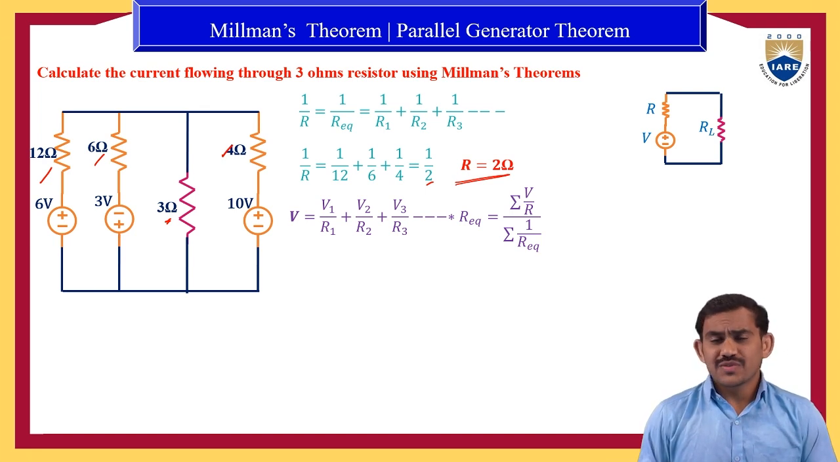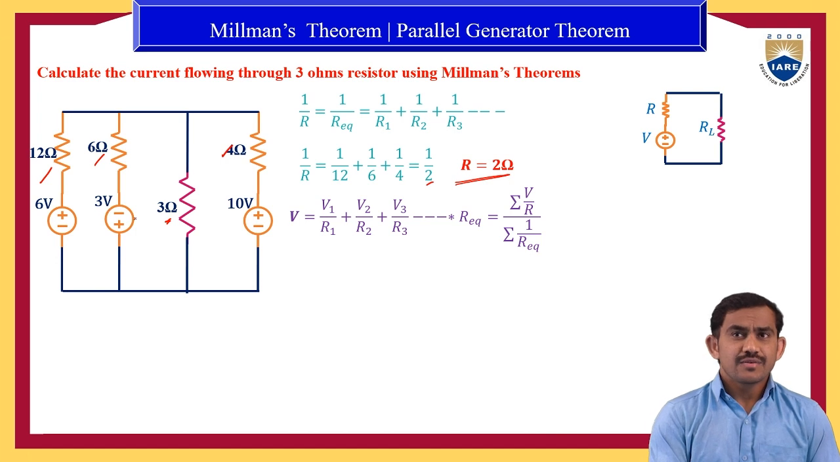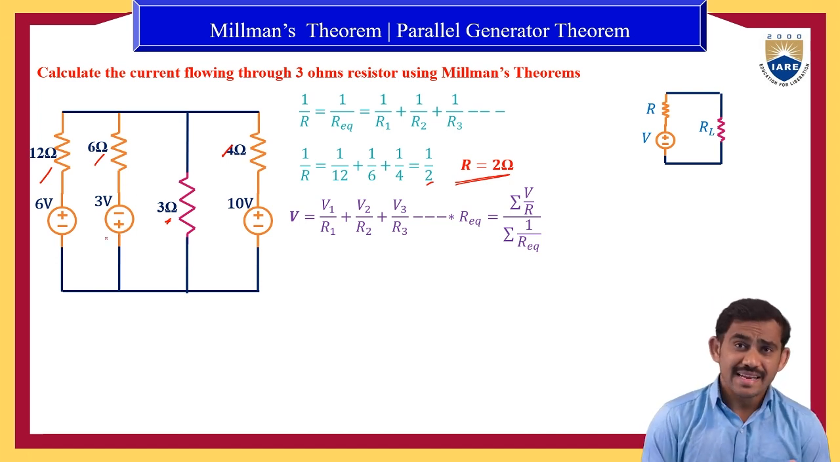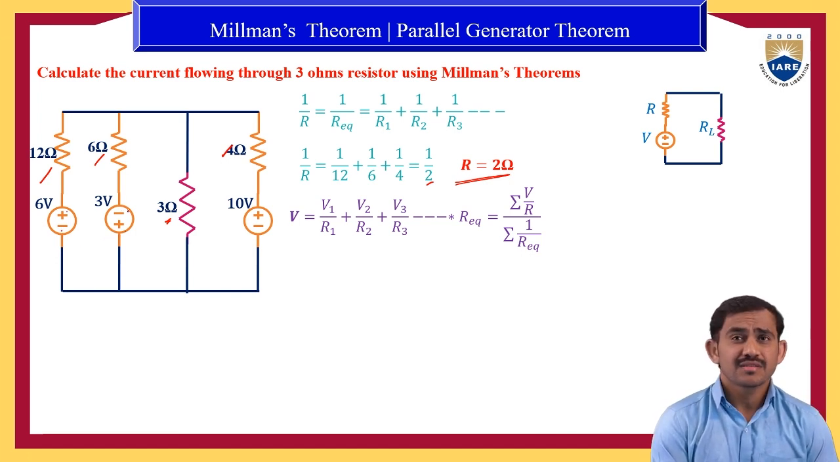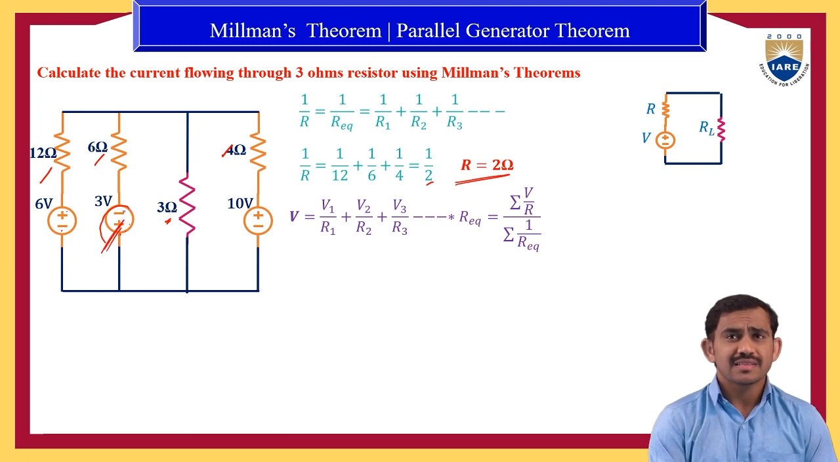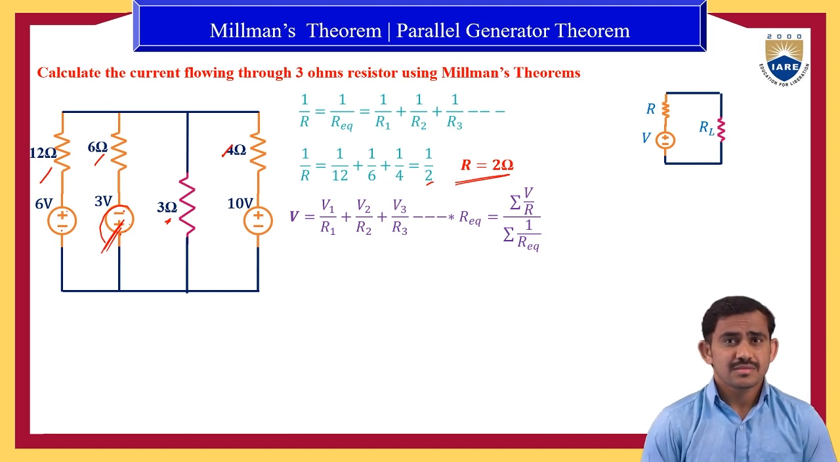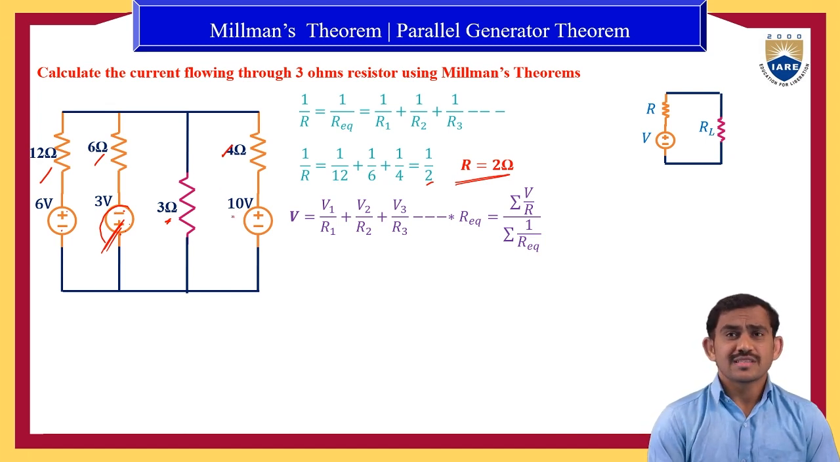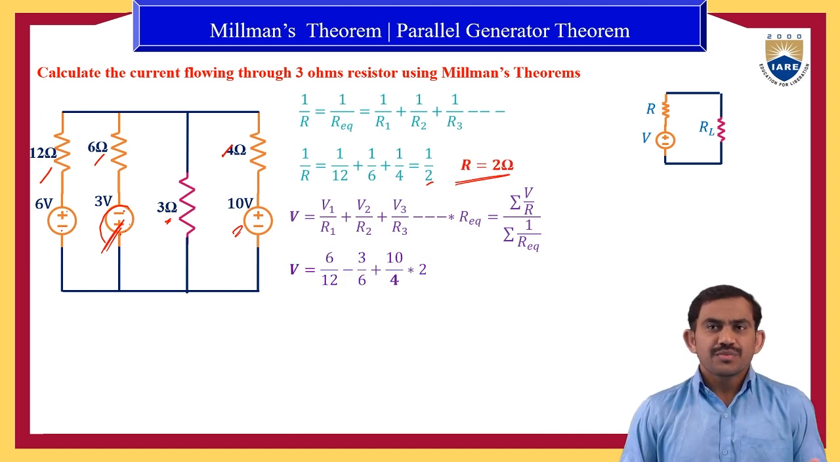Again, I require the voltage value. Just substitute the values here. What is the V1 value? That is 6, and the R1 value is 12, so 6 by 12. And what is the V2 value, plus or minus? The V2 value is minus. Here it is minus plus, but for the first it is plus minus. Just observe this. So you need to write minus 3 by 6. Clear? And one more voltage, that is 10 by 4, that is again minus plus. So what is the V value now?